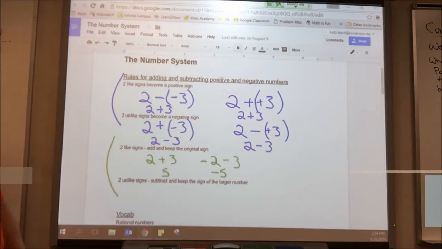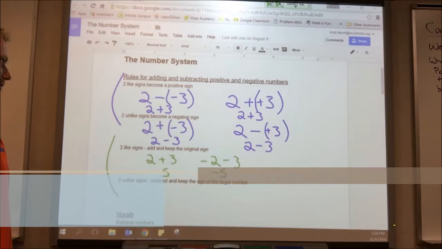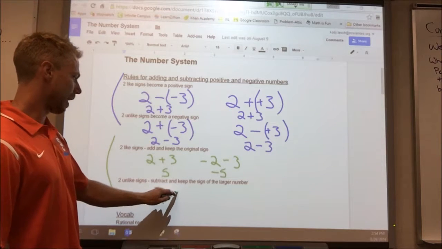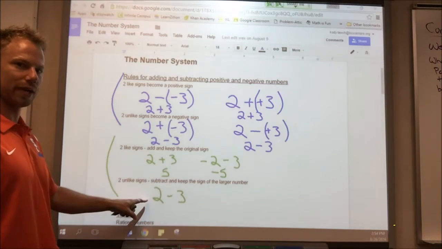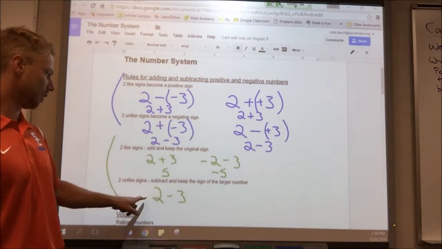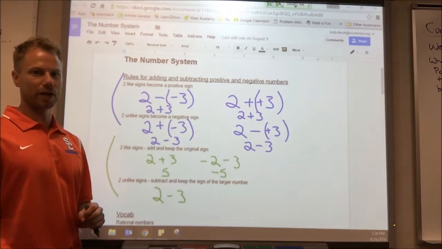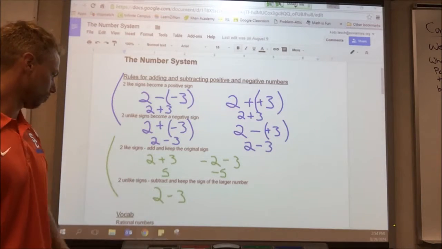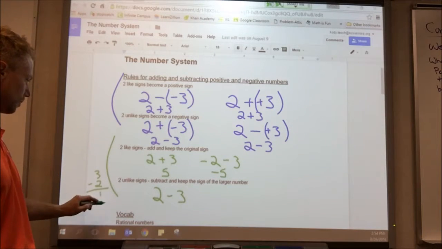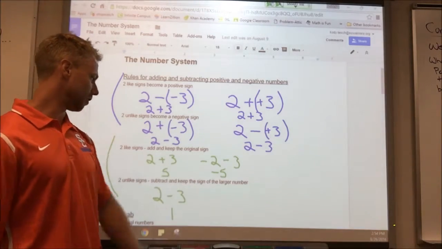All right. The second rule says two unlike signs, subtract and keep the sign of the larger number. All right. So let's say we have a positive 2, but a -3. Positive 2, there's no negative sign in front of it. A -3 because there's a negative in front of the 3. So they are unlike. We subtract. When you subtract, you always do the bigger number minus the smaller number. So even though 3 comes first, on the side over here, we're going to write 3 minus 2, which is 1. So we subtract, we get 1, keep the sign of the larger number.